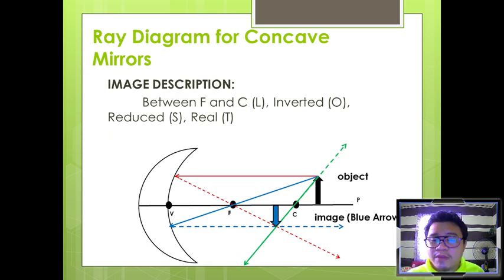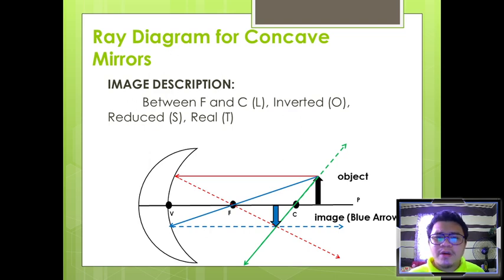It's a real image because it's an inverted image. An inverted image is always a real image. So this is how we are going to construct a ray diagram for concave mirrors.